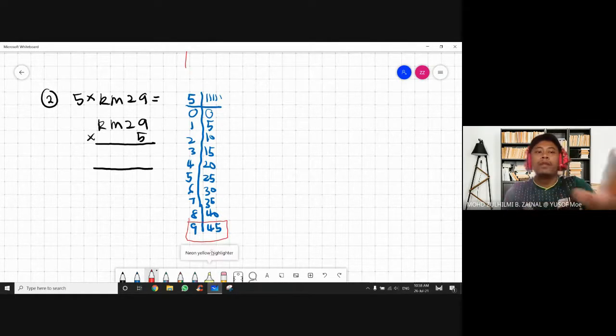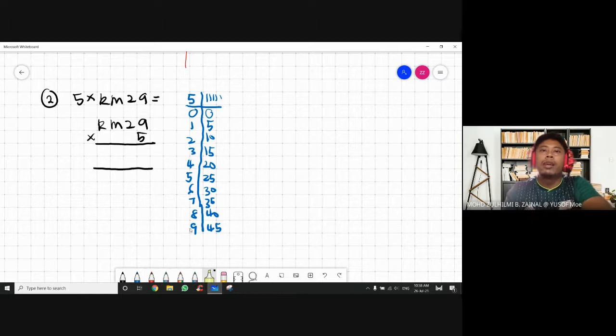Okay, 9 times 5. You can see 9 times 5, it is here. So the answer should be 45. Remember 45 has 2 digits. There are 2 digits, so bring down 5. 5 to bring down. What should you do with the 4? Number 4 to bring up.